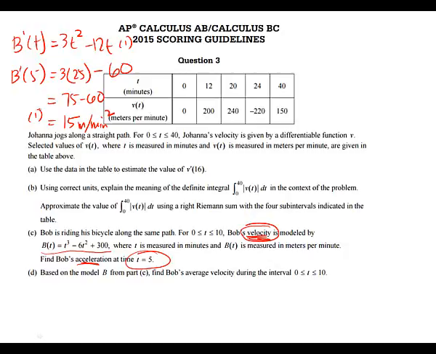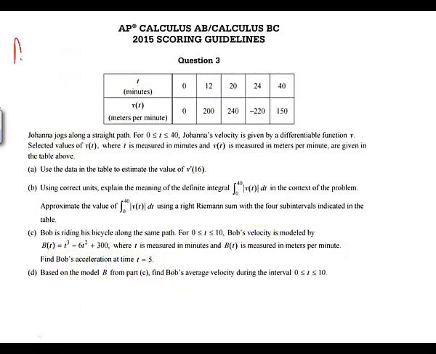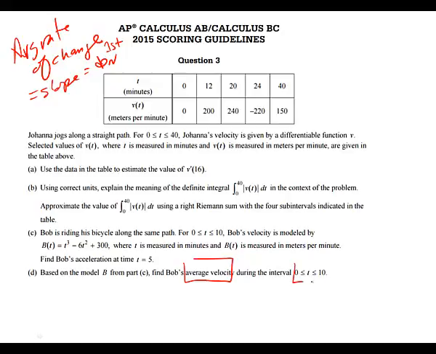The last thing is, and this typically pops up in this type of problem too, it says, based on the model B from part C, find Bob's average velocity during the interval from 0 to 10. Okay, so there are two things that we have to watch out for. One of them is average rate of change. It will literally say those words, average rate of change. That's slope or your first derivative, right? The other thing is average and pretty much anything else. And the other key to seeing this is that, see how they gave you an interval?